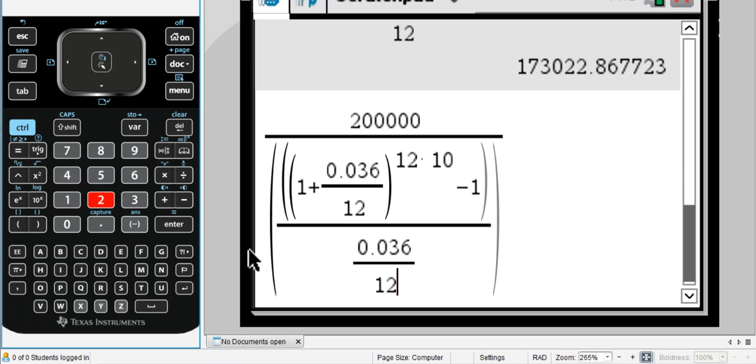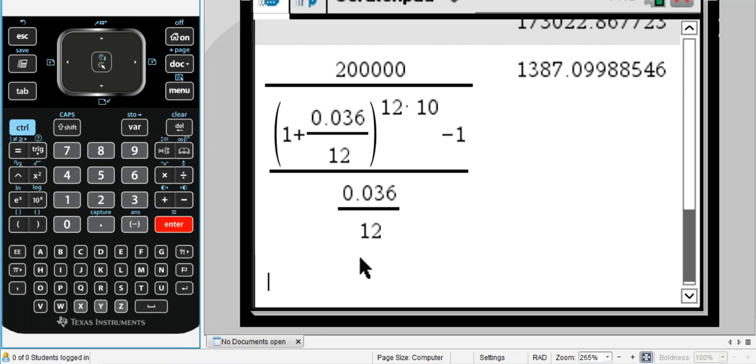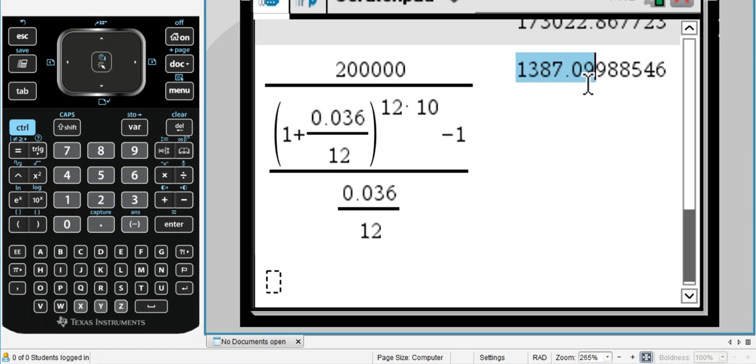And a quick glance at this leads me to believe that we're okay. I've got the calculator set up just the same way that we had the expression written on paper. So when I press Control Enter here, I obtain a result of $1,387.10. It's a little bit more than $1,200, but this is the number necessary in order to reach our goal of $200,000.